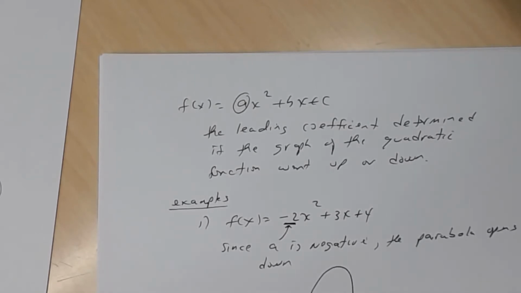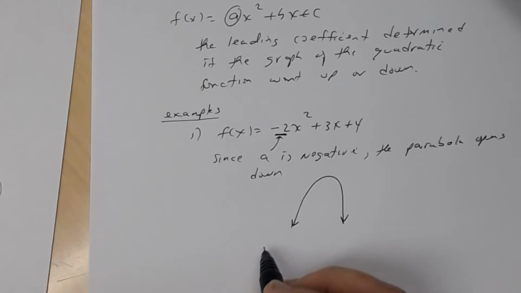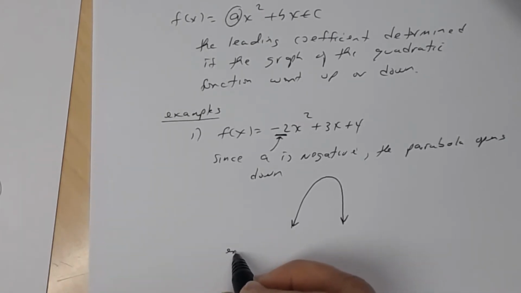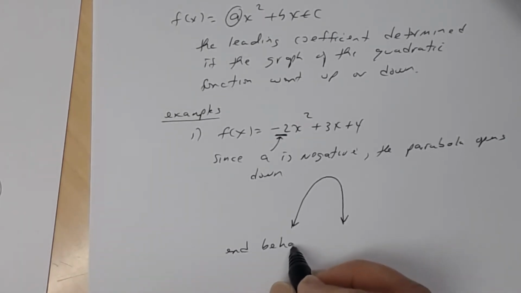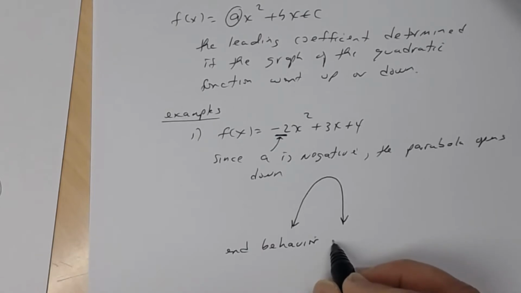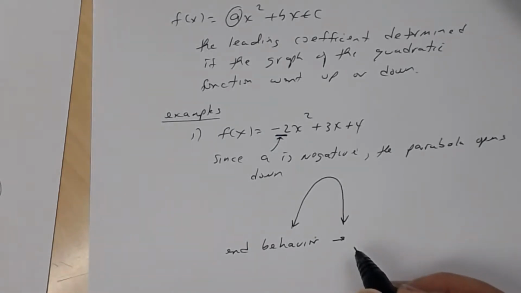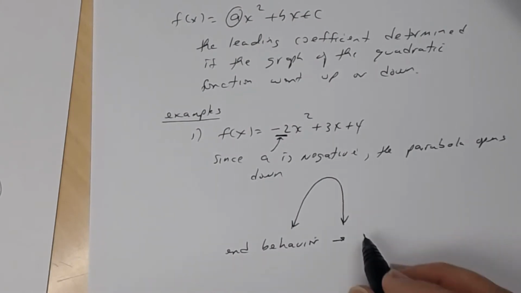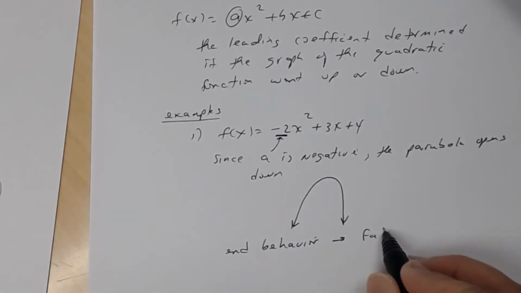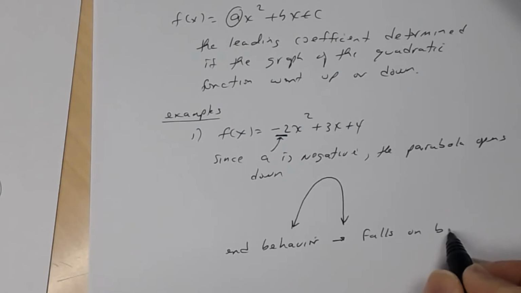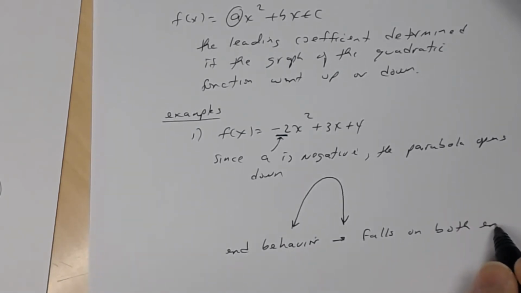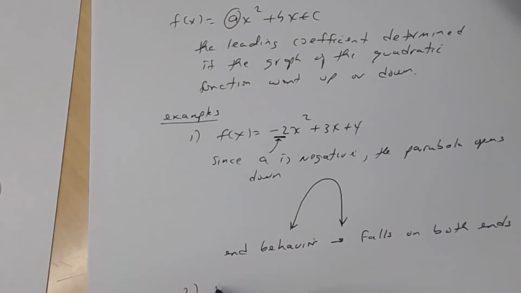So if we talk about the end behavior, we would say that the graph falls on both ends. Falls on both ends. Okay? All right, now, number 2, let's suppose I had this.